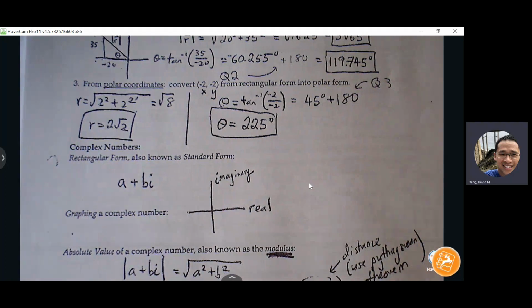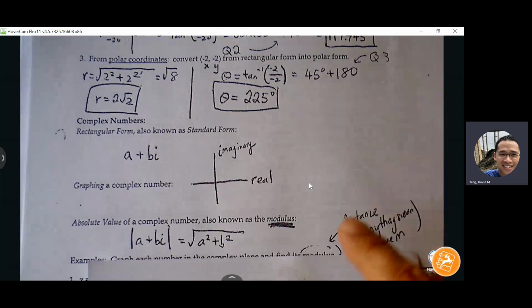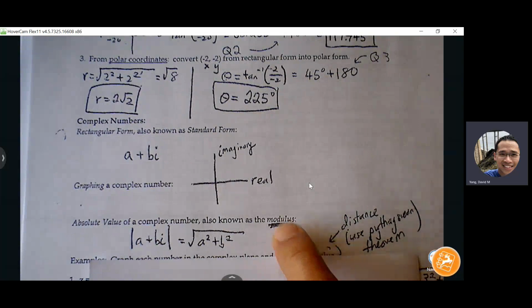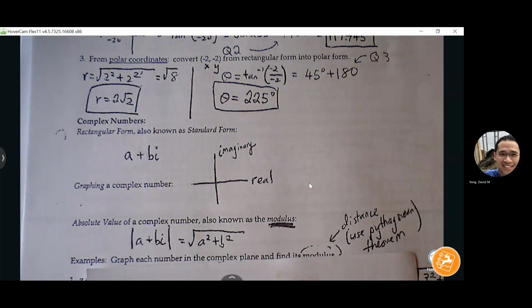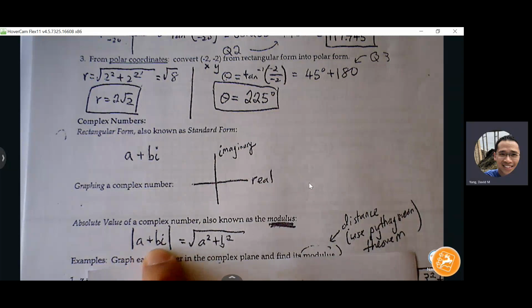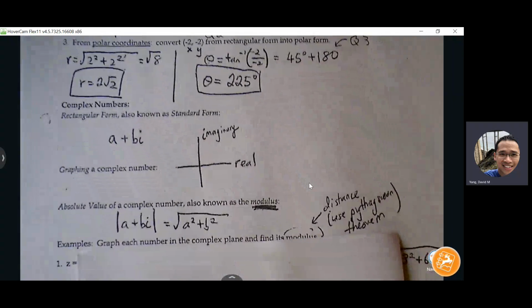Okay. The absolute value of a complex number is known as the modulus, which we've been calling magnitude, but it's the same process. It's just ignoring the i and then doing Pythagorean theorem. Imagine you're just finding the hypotenuse.